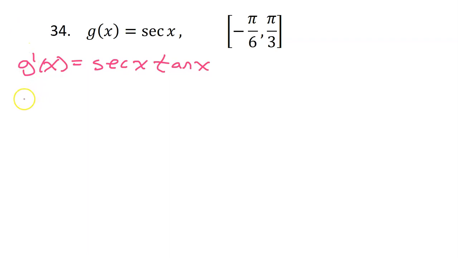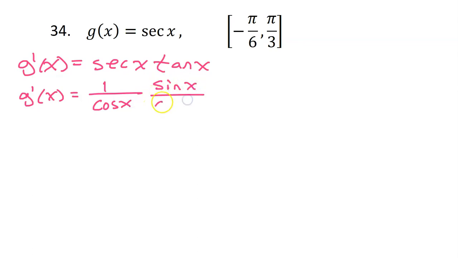Actually, before we do that, it will probably be useful to rewrite this g prime in terms of sine and cosine. So secant is 1 over cosine, and tangent is sine over cosine. In other words, g prime is equal to sine over cosine squared.